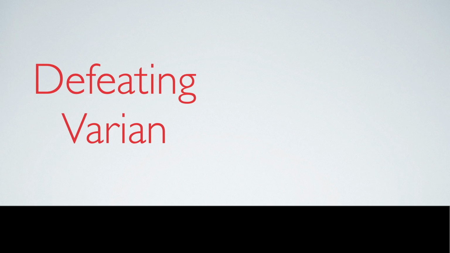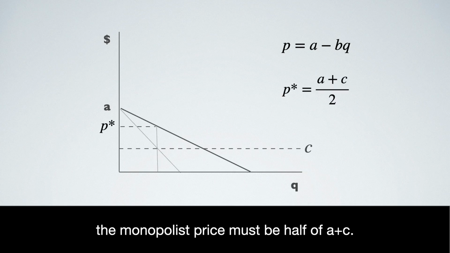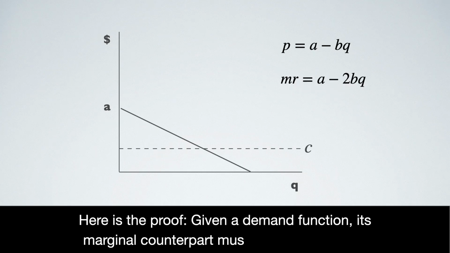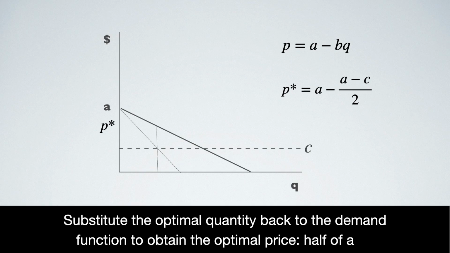Defeating Varian. When the demand function is a straight line, the monopolist price must be half of A plus C. Here is the proof. Given a demand function, its marginal counterpart must be twice as steep. The equalization of MR with C leads to the optimal quantity. Substitute the optimal quantity back to the demand function to obtain the optimal price, half of A plus C.